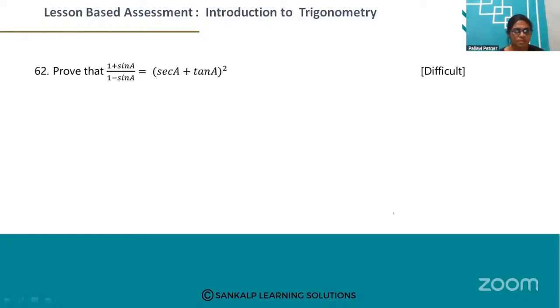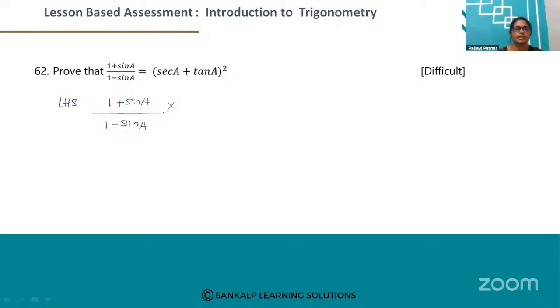Look at question number 62. Prove that (1 plus sine A) divided by (1 minus sine A) is equal to (secant A plus tan A) whole square. So here, left hand side, (1 plus sine A) divided by (1 minus sine A).